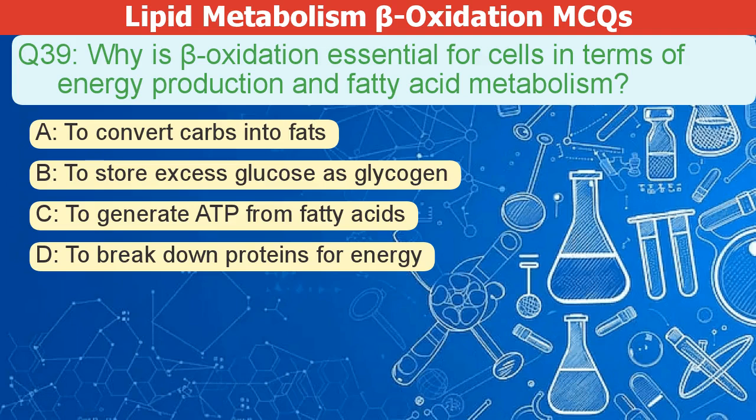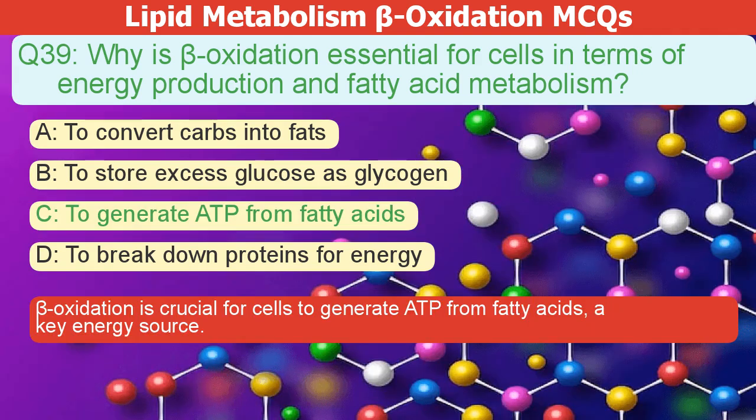Why is beta-oxidation essential for cells in terms of energy production and fatty acid metabolism? A. To convert carbs into fats. B. To store excess glucose as glycogen. C. To generate ATP from fatty acids. D. To break down proteins for energy. The correct answer is C. Beta-oxidation is crucial for cells to generate ATP from fatty acids, a key energy source.